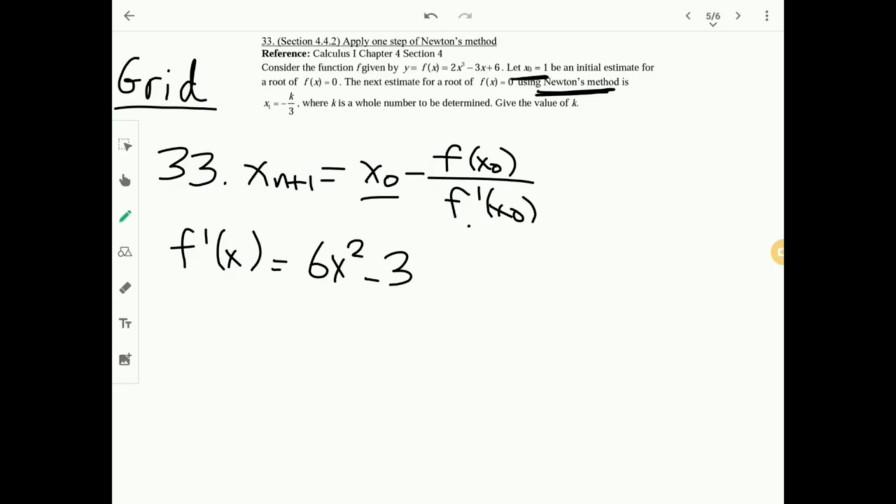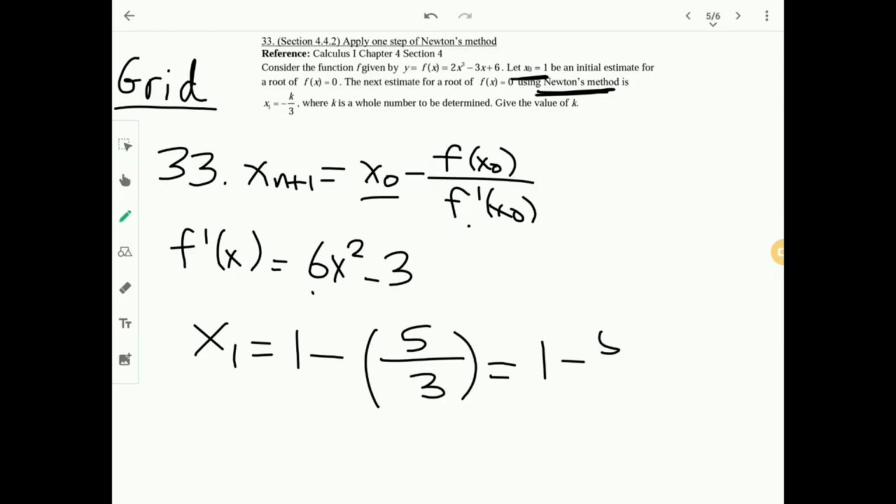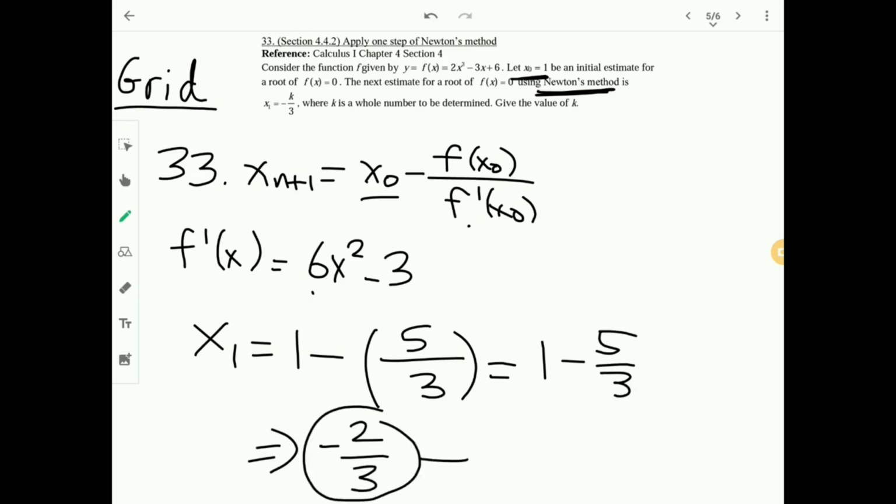x0 equals 1 is the initial estimate. So x of n plus 1, or let's call this x1, equals 1 minus f of 1, which is, let's see, 2 minus 3 is minus 1, 5 over. Now 6 times 1 squared minus 3 is 3. So basically it is 1 minus 5 over 3. Substituting, you get 3 over 3 minus 5 over 3, which is minus 2 over 3. So k is 2. And that's how you solve grid question number 33.